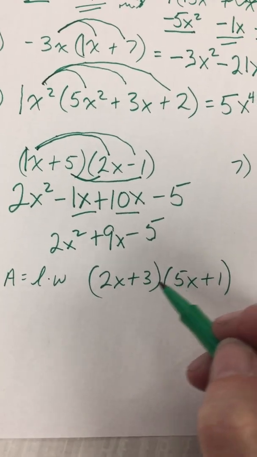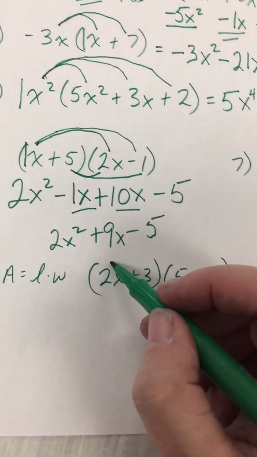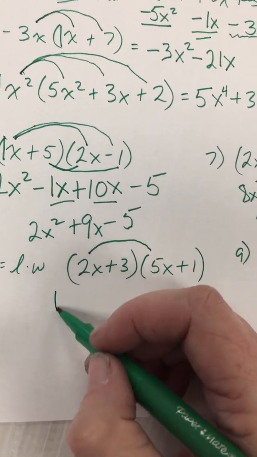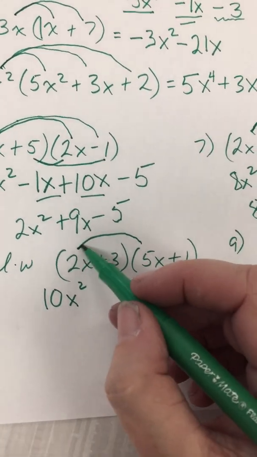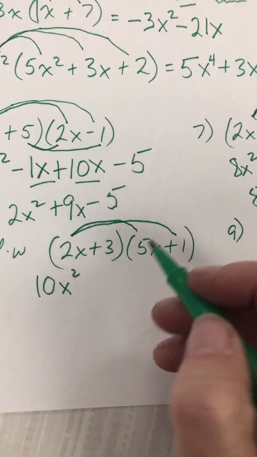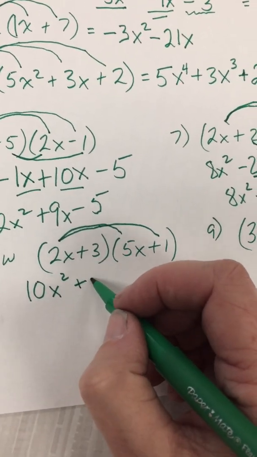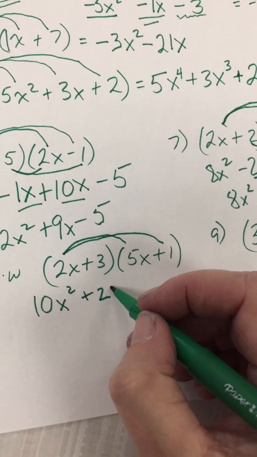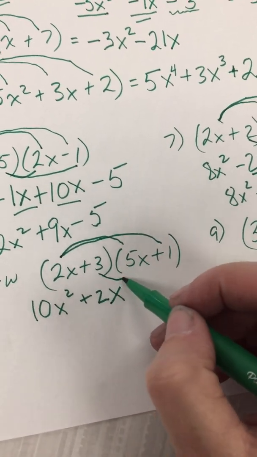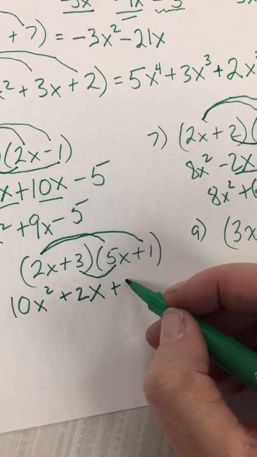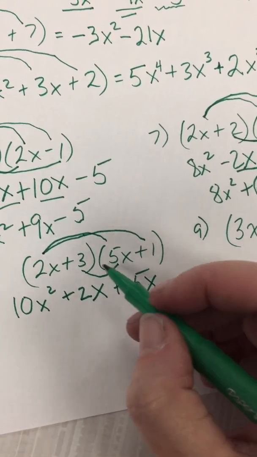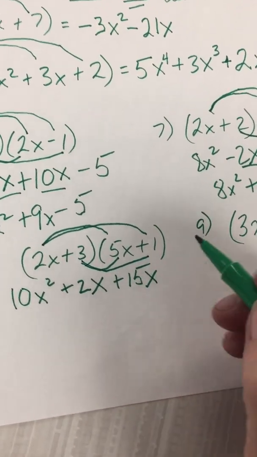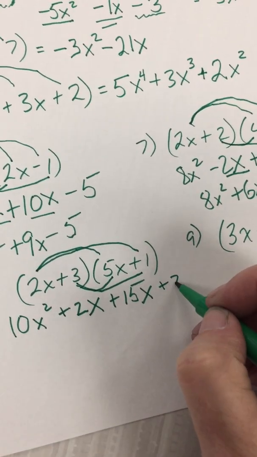Not just multiply these two pieces right next to each other. 2 times 5 is 10. x times x is x squared. 2 times my 1, 2 times 1 is 2, so that's a positive 2. And x times no x is x. 3 times 5 is a positive 15. No x's times x means I still have an x in the answer. And 3 times 1 is a positive 3.